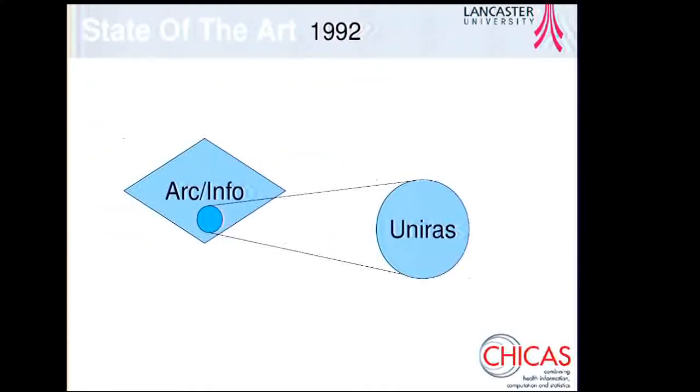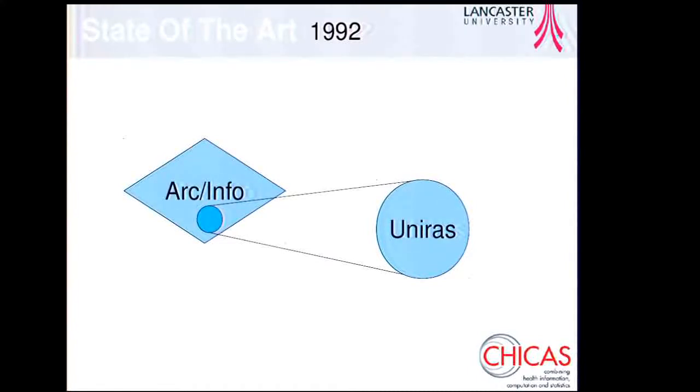And what I was doing in 1992, I was working at the Regional Research Laboratory in Lancaster. We had licenses for ArcInfo, which was version 3 and then version 4. And I wanted to get some graphics so I could do some plots of, you know, scatter plots of XY data, histograms, things like that.